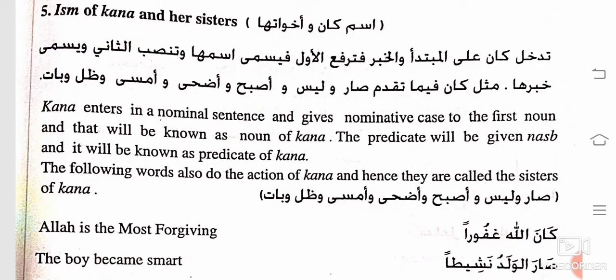So the following words also do the action of Kana. Kana enters in a nominal sentence and gives a nominative case to the first noun, which is known as the noun of Kana. Then the predicate will be given nasb, and it will be known as the predicate of Kana. The following words also do the action of Kana, and hence they are called the sisters of Kana. That is Sara, Laysa, Asbaha, Adhalla, Amsa, Dhalla, Bata.